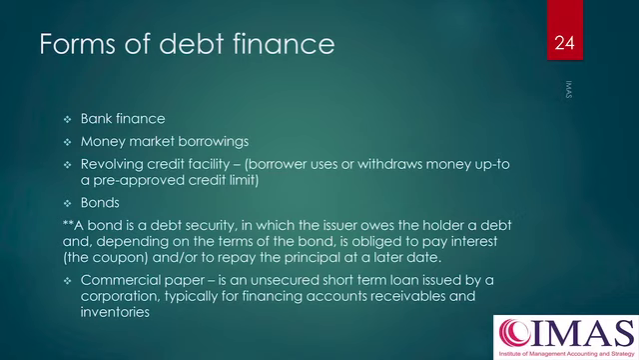So debt finance, we have the bank finance, we have money market borrowings. So money market borrowings, the difference with capital markets: on money markets, you get finance for less than 12 months. So you can get finance from a few days to 12 months. That's on money markets. And mostly on money markets, we have interbank lending. And we also have a revolving credit facility, where the borrower uses or withdraws money up to a pre-approved limit.